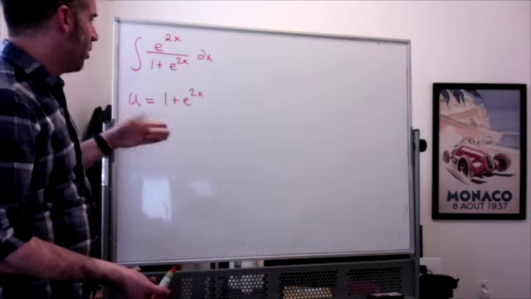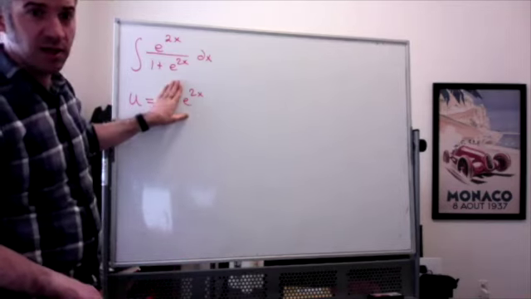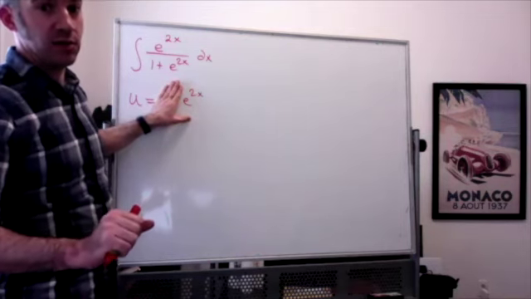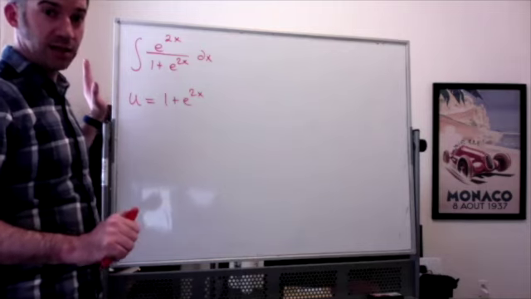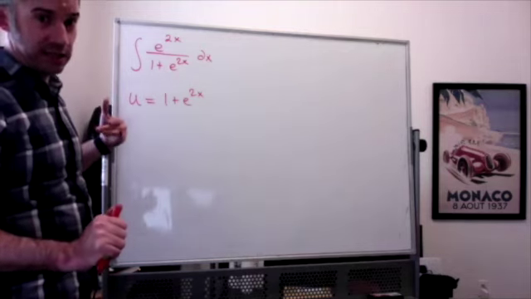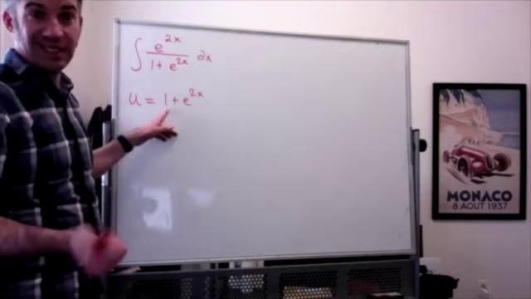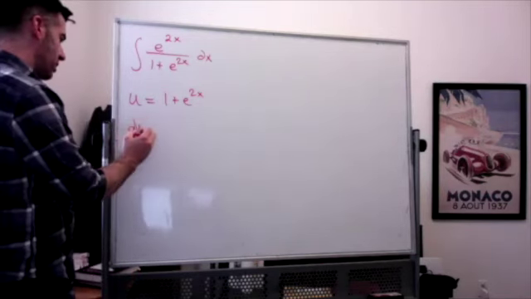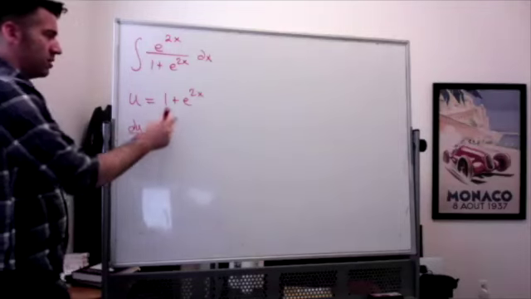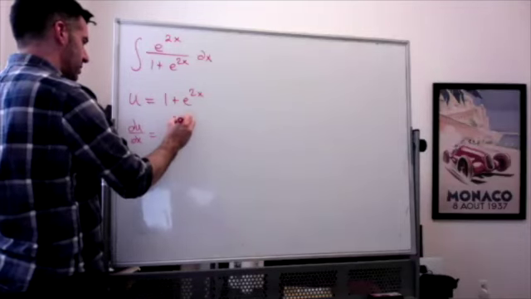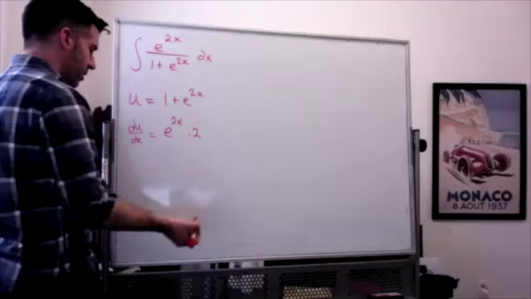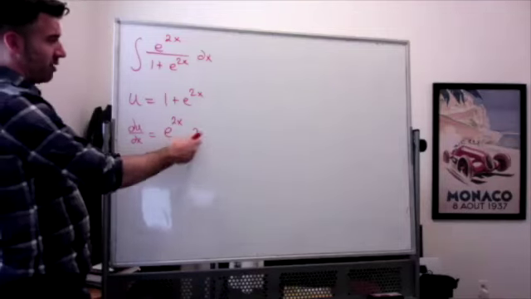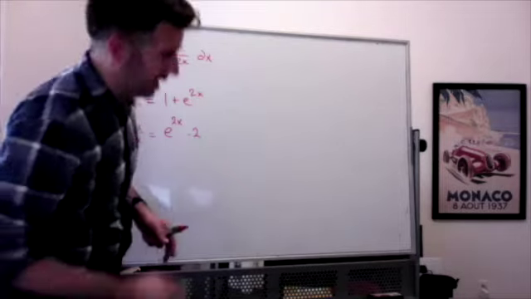Something I want to say here. We could have just picked e to the 2x, but usually, not always, but usually, if you can tack on a constant that's added to it, it usually makes sense to. Because picking 1 plus this isn't going to change the derivative at all. So our derivative here, du dx, is e to the 2x times 2. And then isolating du, or really, trying to make this side look like, well, I've got e to the 2x times dx.